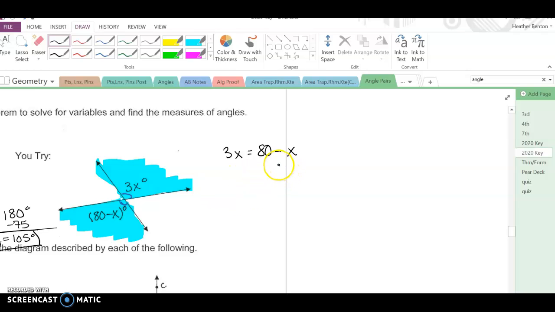Then to solve this equation, I added x to both sides, and this became 4x equals 80. Then you want to get x by itself, so you're going to do the opposite of multiplying by 4. You're going to divide by 4 to get rid of it. So those cancel, and then 80 divided by 4 is 20.